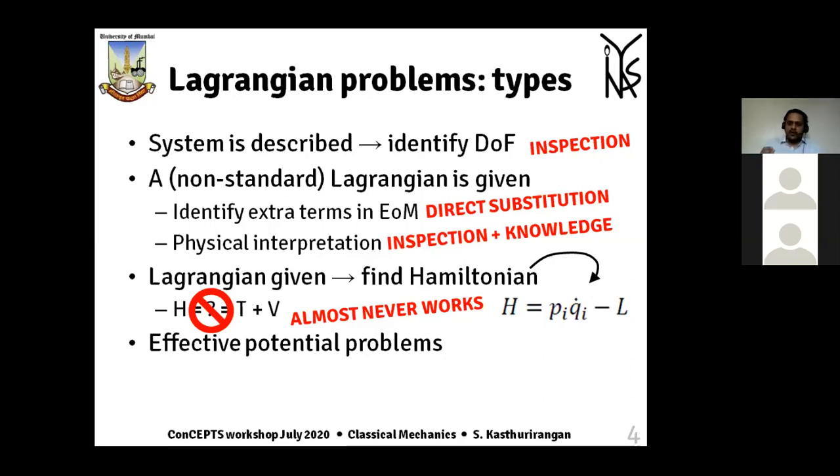Colloquially we often say H is T plus V, or that it is the total energy, therefore potential plus kinetic energy. But this prescription often doesn't work. The correct definition is H equal to the summation of p_i q_i dot minus L. There is a summation convention in this p_i q_i dot, which everyone should note. There is a summation involved. So if there are two coordinates and two momenta, both have to be summed in this particular term.